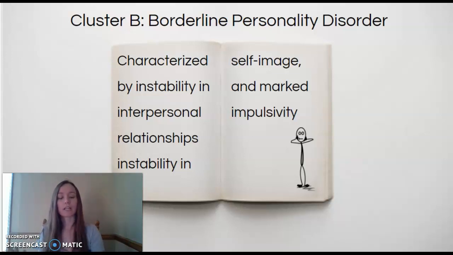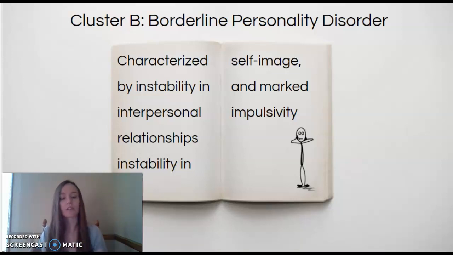It's also marked by an instability in self-image and impulsivity. In order to be diagnosed with borderline personality disorder, the person must have 5 of the following characteristics: making frantic efforts to avoid real or imagined abandonment, having unstable relationships alternating between extremes of idolizing or devaluing, having an unstable self-image, having self-damaging impulsivity, so things like spending sprees or substance abuse, reckless driving or binge eating, showing suicidal behaviors or threats or self-harm, mood instability, feelings of emptiness, uncontrollable anger, and then self-related paranoid ideation or severe dissociative symptoms.